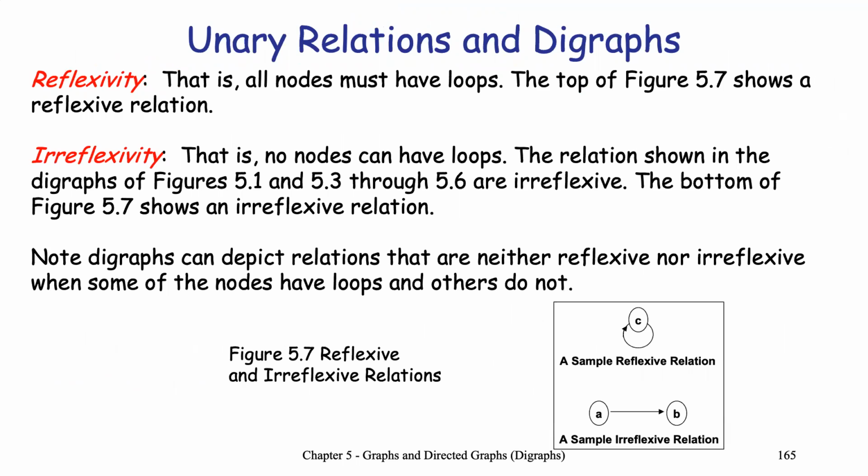Reflexivity. What this means in this context is that all nodes must have loops. The top of figure 5.7 shows a reflexive relationship. Irreflexivity. This means that no nodes have loops. The relationships shown in the digraphs of figure 5.1 and 5.3 through 5.6 are irreflexive. The bottom of figure 5.7 is also an irreflexive relationship. So here is figure 5.7, and here we have a sample of a reflexive relationship, and here is an example of an irreflexive relationship. You just go one way, and that's it.